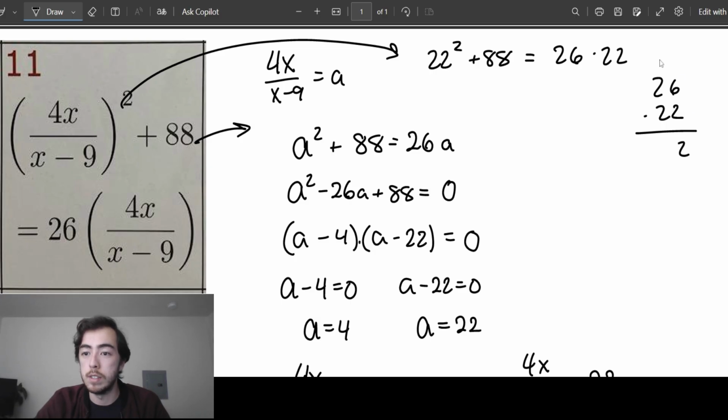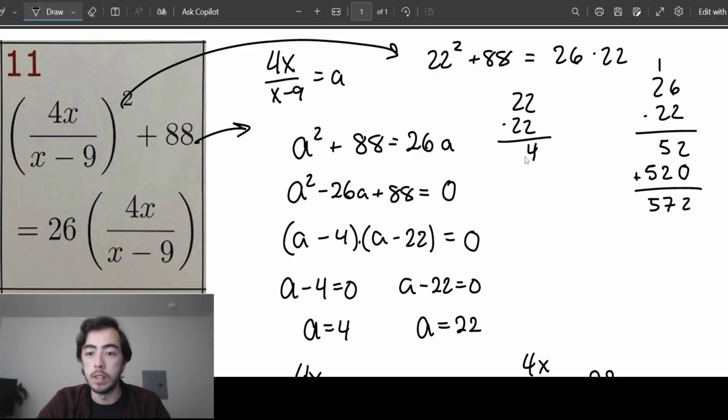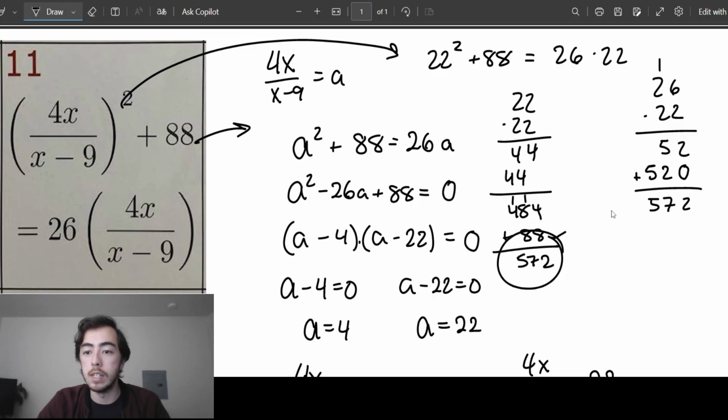2 times 6 is 12. 2 times 2 plus the 1 is 5. Here's a placeholder 0. And then I'm going to get the exact same number again, so another 52. So we get 572 on the right-hand side. And on the left-hand side, let's do 22 squared. That's going to be a 44 here and a 44 there, so 484. And when we add on that 88, we get a 2 here, carry the 1, that's a 17. And now we do indeed get 572 on both sides.